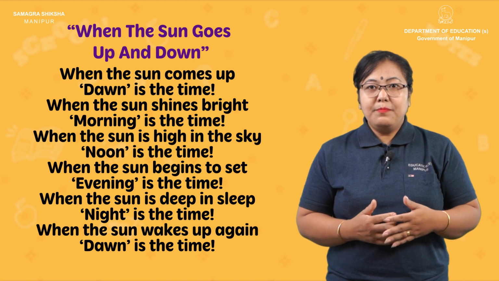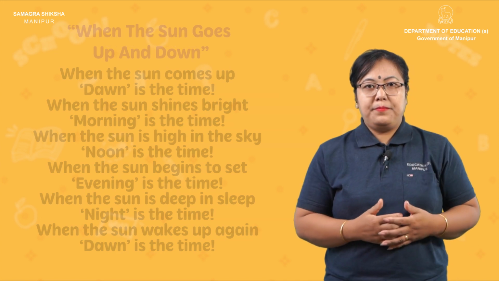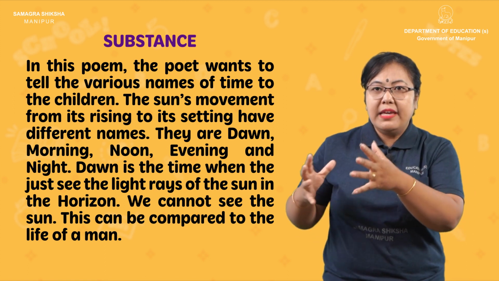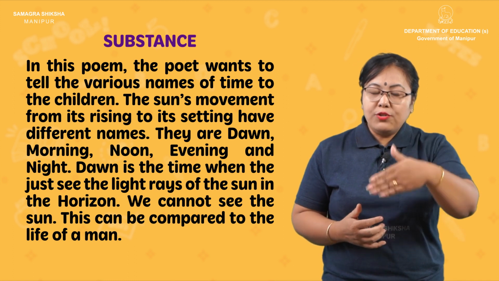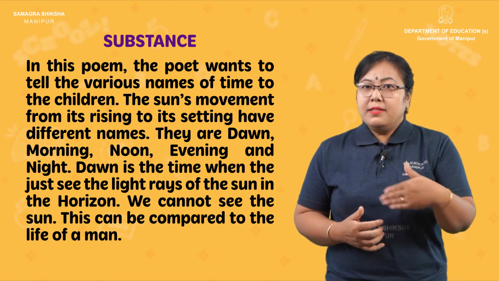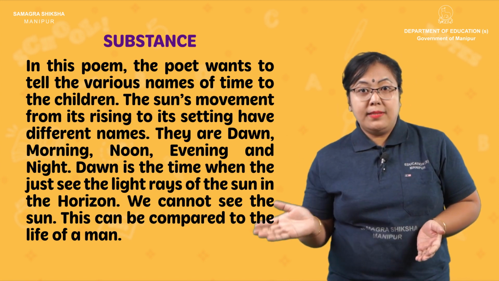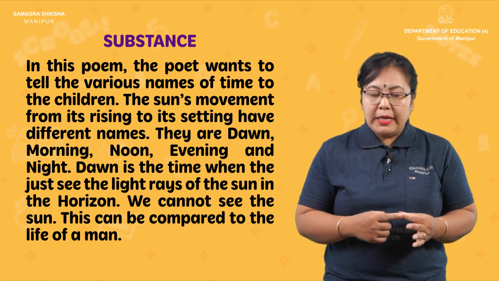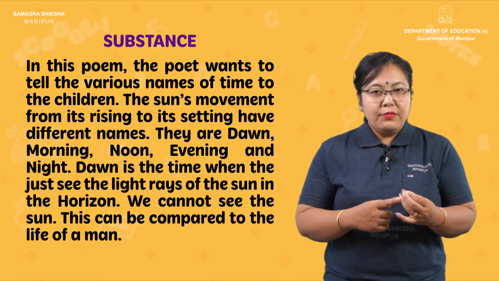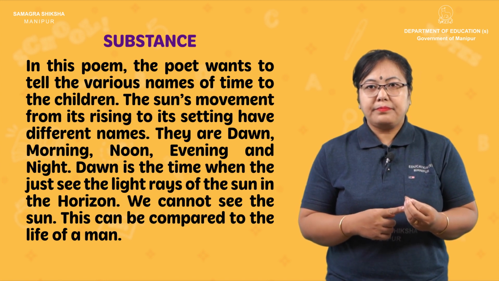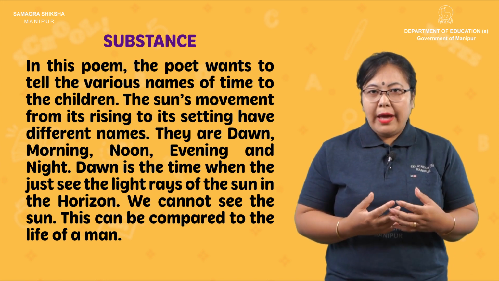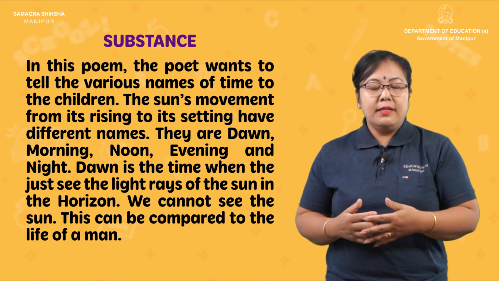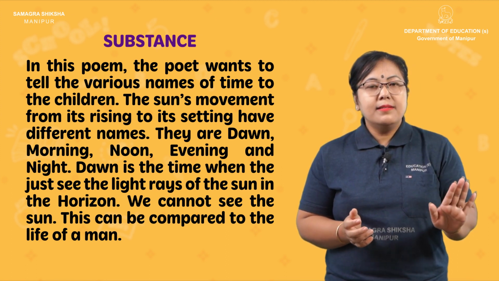Now children, let me tell you the substance of this poem. In this poem, the poet wants to tell the various names of time to the children. The sun's movement from its rising to its setting has different names. They are dawn, morning, noon, evening, and night. Dawn is the time when we just see the light rays of the sun on the horizon. We cannot see the sun.